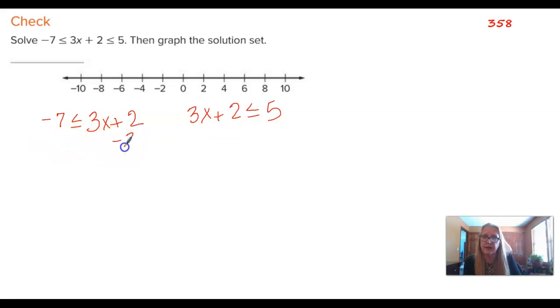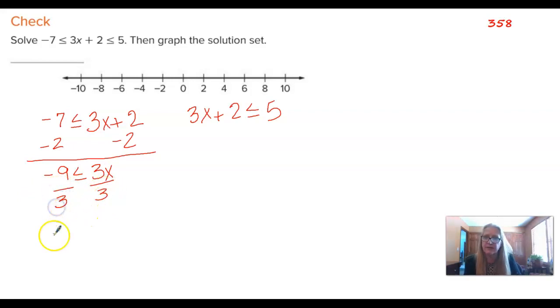We do that by subtracting 2 from both sides. That gives us negative 9 is less than or equal to 3x. And then we divide both sides by 3. And 3 is positive, so we're not going to flip the sign. It gives us negative 3 is less than or equal to x for this side.